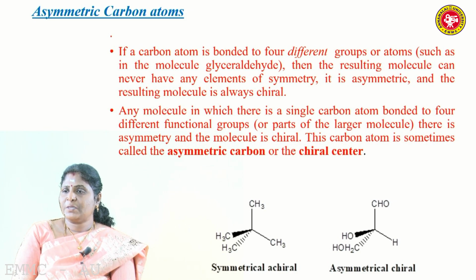When it will be asymmetric? If the carbon is attached to 4 different groups or atoms, then the compound will be devoid of all the symmetry elements. So that type of compounds are said to be asymmetric. So any molecule in which there is a single carbon atom bonded to 4 different groups or atoms, there is asymmetry and the molecule is chiral. This carbon atom is sometimes called asymmetric carbon, or it is said to possess a chiral center.